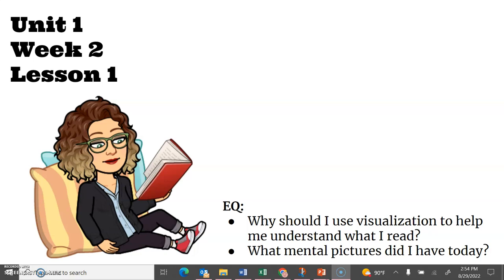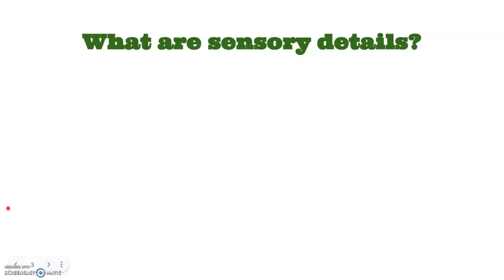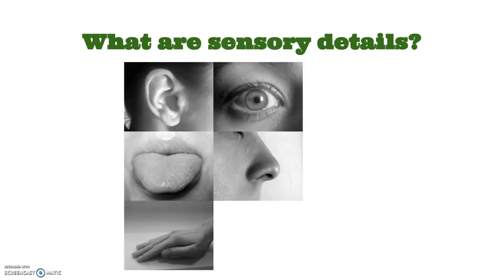Before we begin, please make sure that you have your whiteboard and your marker. What are sensory details? Sensory details are what you can see, hear, taste, smell, and touch. Good authors often include sensory details in their writing, so readers can visualize or create a mental image of what the author is writing about.